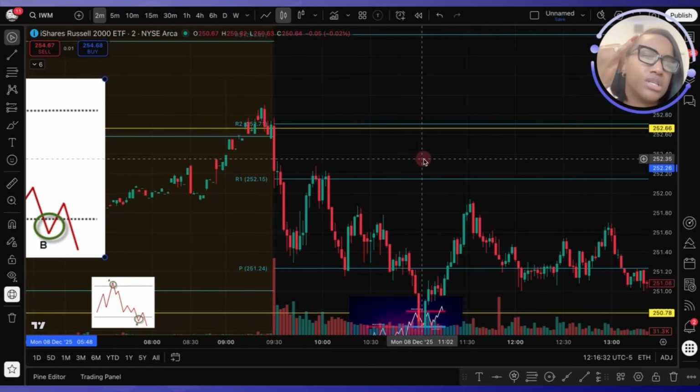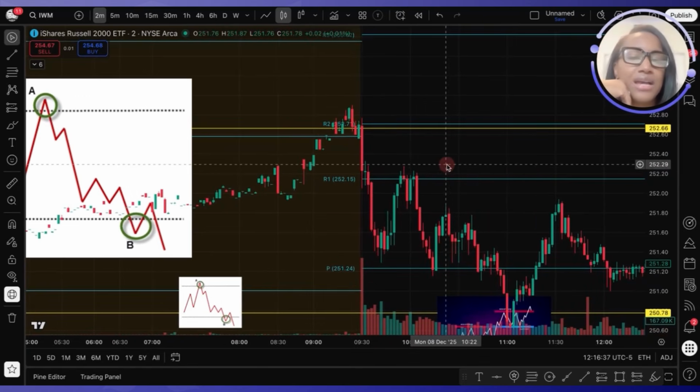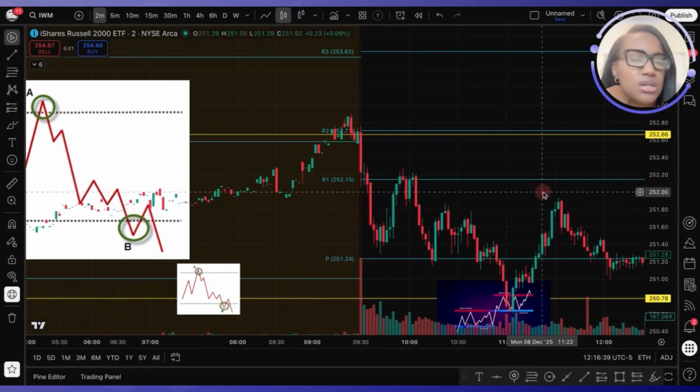Understanding what support and resistance is, how to use it, and also identifying your entries as you go is going to help you as a trader to build confidence.